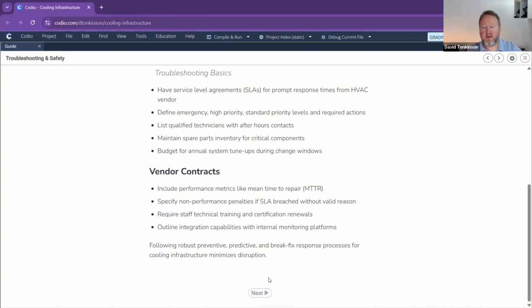Anyone got any questions about that particular part of the general troubleshooting and safety?